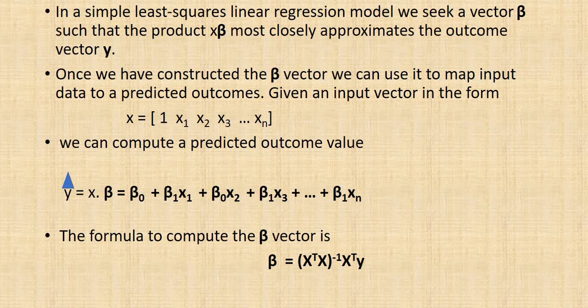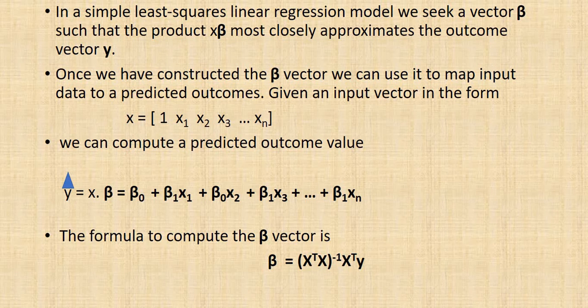Now, in a simple least squares regression scenario, which is a metric for evaluating the accuracy of my regression problem, we seek a vector beta such that the product x into beta most closely approximates the output vector y. Once we have constructed a beta vector, we can use it to map input data to predicted outcomes. When we calculate a predicted value, we call it y hat, and we calculate it as x dot beta. The formula to compute the beta vector is x transpose x whole inverse, followed by one more dot product with x transpose y.